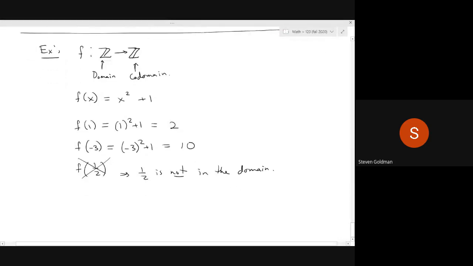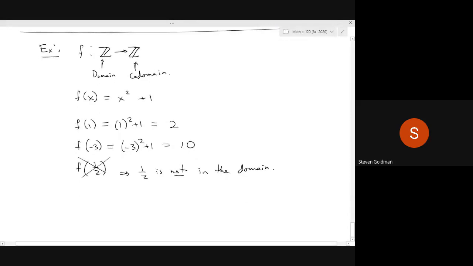Okay. For this function, are there elements in the codomain that are not in the range? Can anybody come up with an element that is in the codomain of this function, but is not in the range? In other words, can you find me an element that has no pre-image?